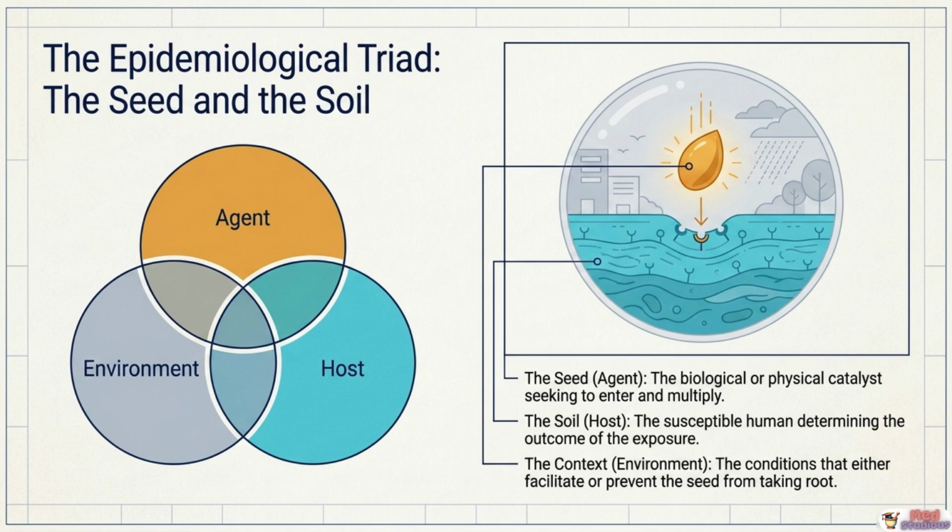This model has profound practical implications for disease prevention. If any one of the three components can be sufficiently disrupted, the agent destroyed or attenuated, the host's susceptibility reduced through vaccination or improved nutrition, or the environment modified to block transmission, the disease triangle collapses and disease does not occur. Every public health intervention ever devised can be categorized as acting on one or more of these three components of the triad.